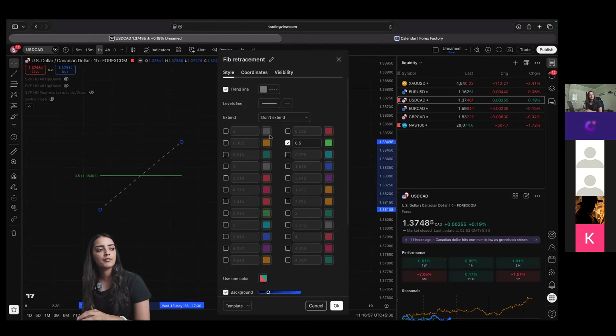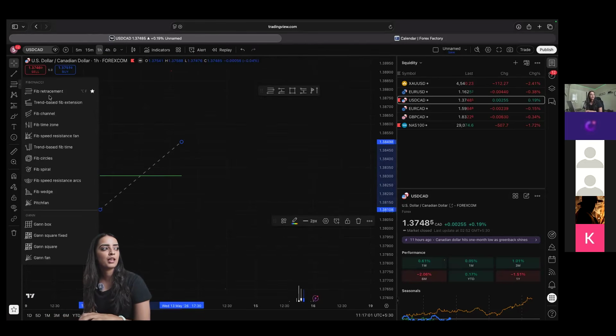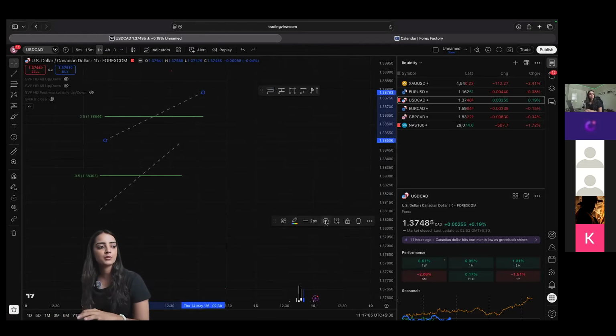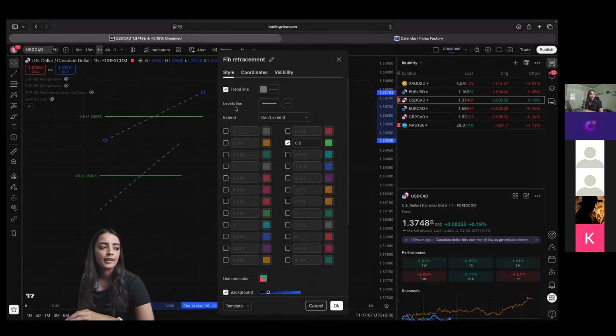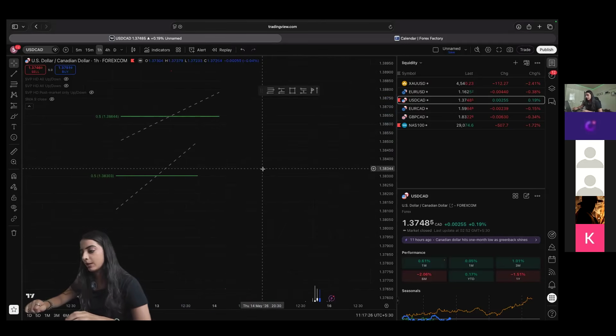I've literally unticked everything. So if you don't know Fibonacci, guys, you just have to go here. You will have something like Fibonacci. You will have something as Fib retracement. When you go on Fib retracement, you get to see this, and you can go on settings, and you have to untick everything except for 0.5. If 0.5 is not there, just tick something and type 0.5 and it will get plotted. So basically, I want everything unticked except for 0.5. 0.5 is basically the 50% level.